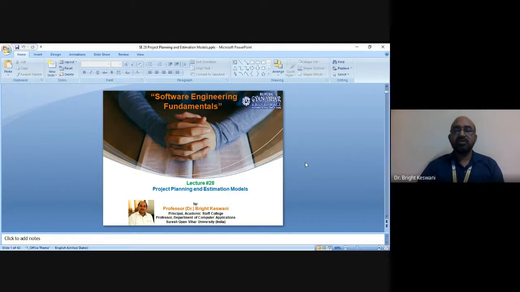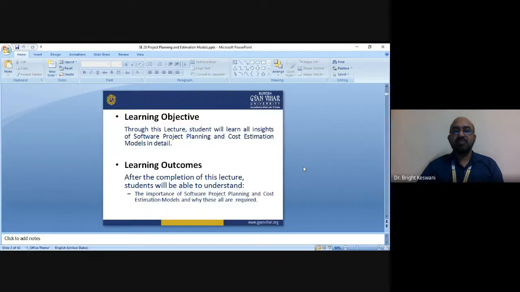In today's lecture, we will discuss project planning and estimation models. These are some learning objectives and learning outcomes of this lecture. Through this lecture, you will learn all insights of software project planning and cost estimation models in detail. After the completion of this lecture, you will be able to understand the importance of software project planning and cost estimation models and why these all are required.